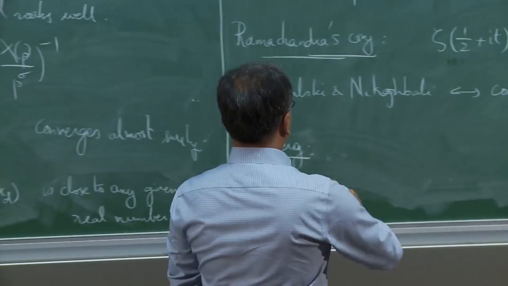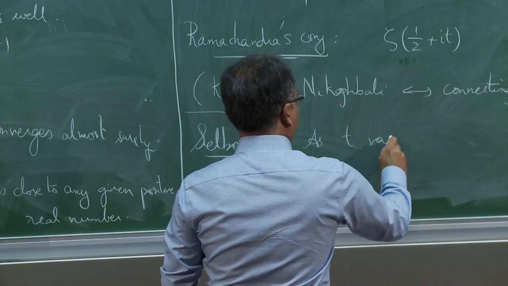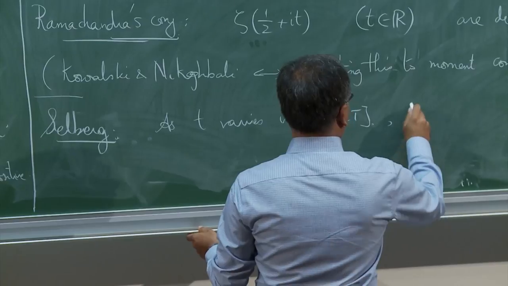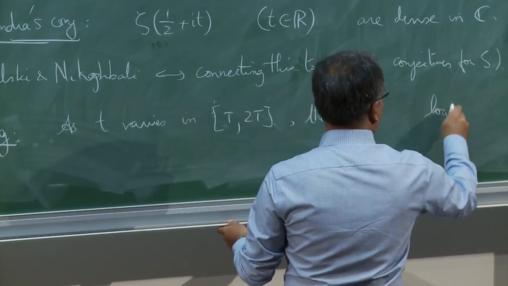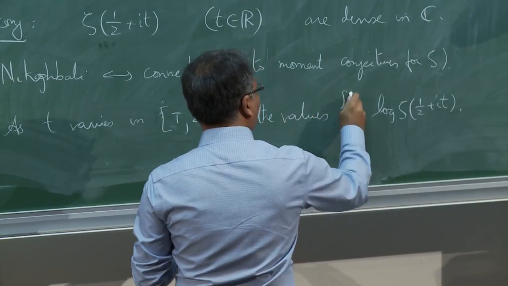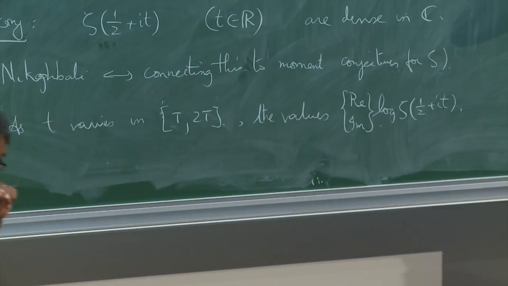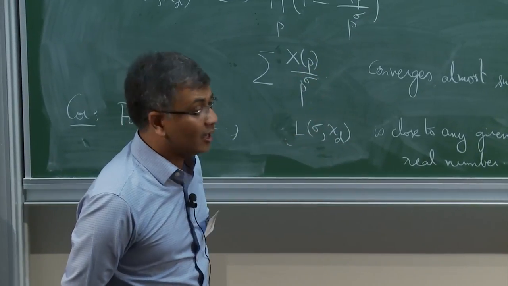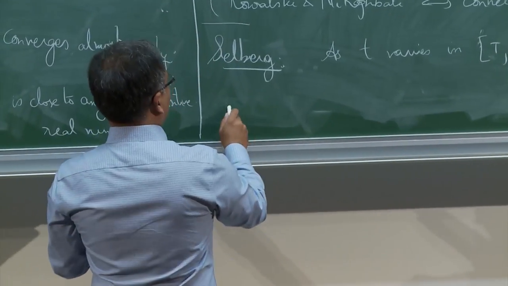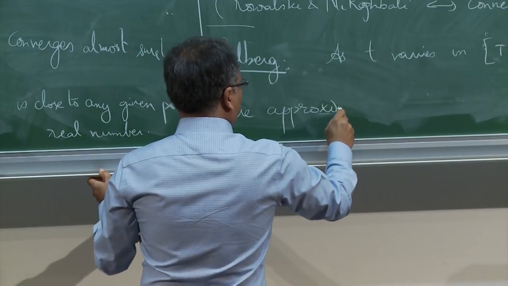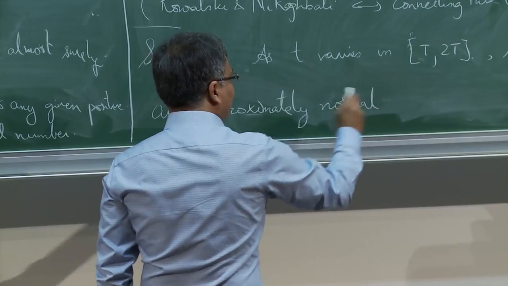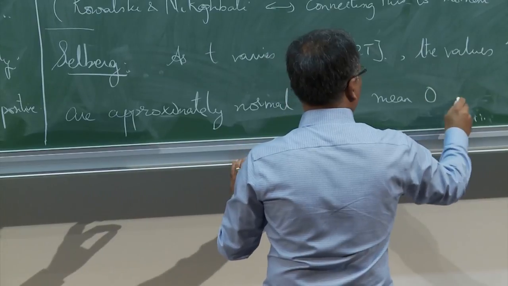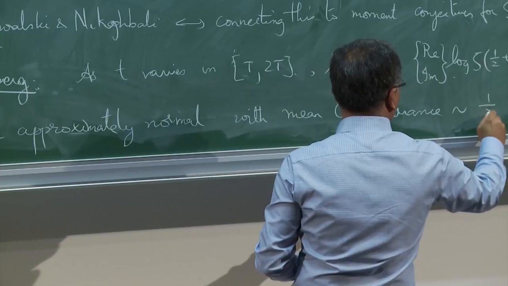Selberg has a theorem that says that as t varies in, let's say, t to 2t, if you take the log of the zeta function and you take its real part or its imaginary part (if it's a zero, then the real part of the log would be, say, minus infinity, but that happens on a set of measure zero, so it doesn't affect any of the calculations), the values of this logarithm are distributed like a Gaussian, like a normal random variable, approximately normal with mean 0 and variance about half log log t.